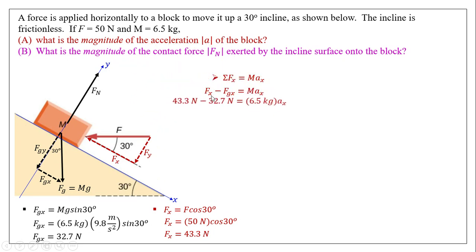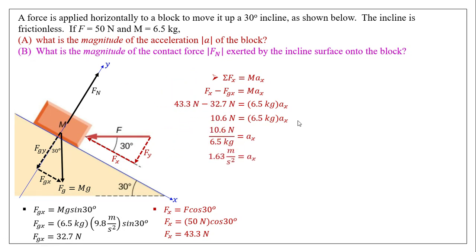Well, we already know the values. F_x we already calculated, which is 43.3. F_gx we calculated was 32.7. I'm subtracting because they're acting against each other. Mass being 6.5, and then a_x is the only thing that's left unknown. The difference on the left side will give you 10.6, and then to find a_x, divide both sides by 6.5, and if you do that with a calculator, you should get a magnitude of about 1.63 meters per second squared. So that is the answer to part A.